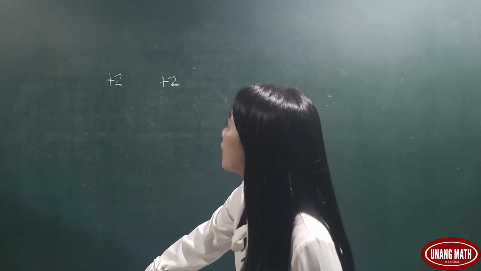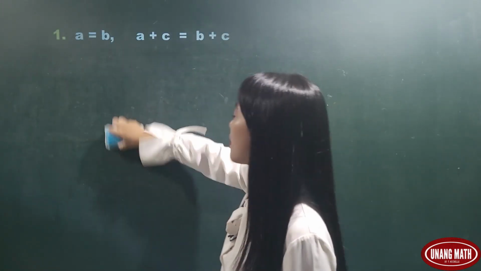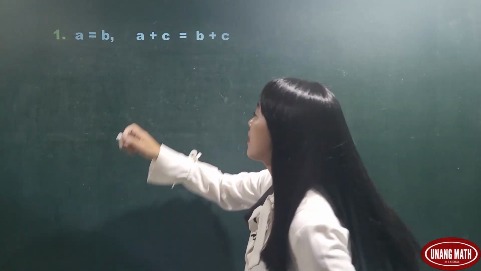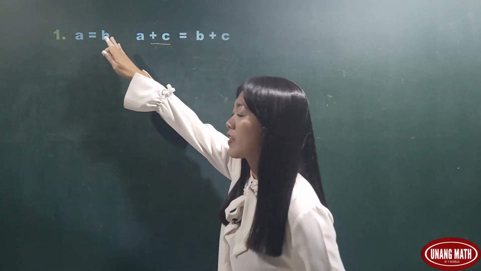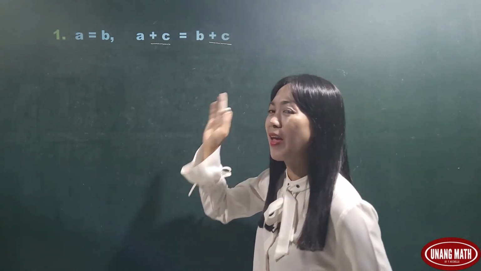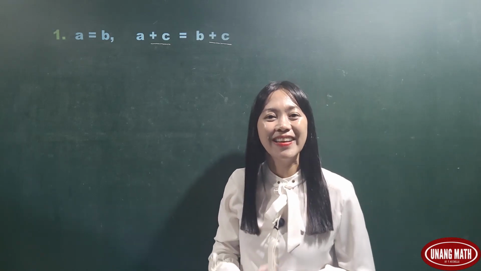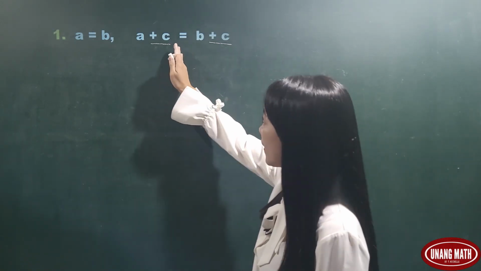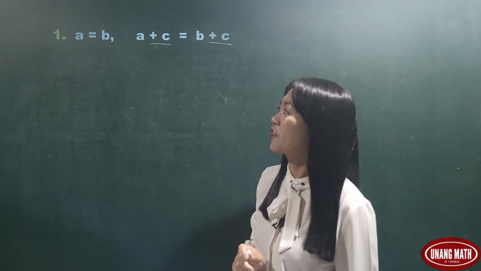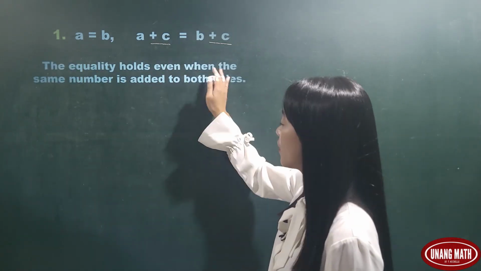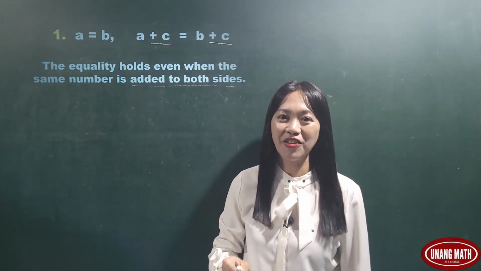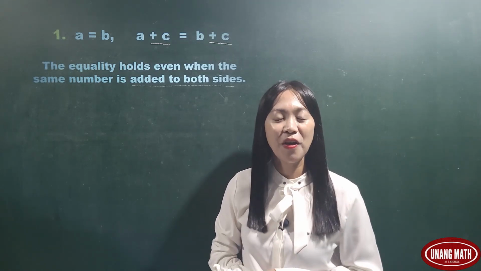So what is the first property of equality? If A is equal to B, A plus C is equal to B plus C. That means if we add C on the left side of the equation, I have to add C on the right side of the equation to keep the equation equal. In short, what I did on the left side, I should do also on the right side of the equation. So the equality holds even when the same number is added to both sides of the equation. So that is the first property of equality.